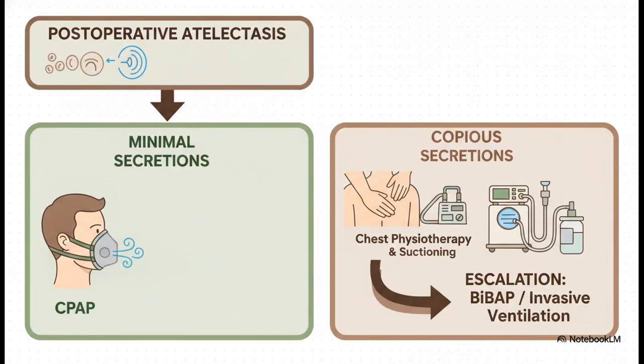Shifting gears to postoperative care, atelectasis typically hits about 2 to 5 days after surgery. It results from a combination of splinting from pain, a reduced cough, anesthesia, immobility, and retained secretions. How you treat it depends entirely on the secretion volume. If secretions are minimal, you use CPAP to force open those collapsed alveoli. But if you're dealing with copious, heavy secretions, you need to use chest physiotherapy and targeted suctioning. If ventilation still remains inadequate after that, you escalate straight to BiPAP or invasive positive pressure ventilation.